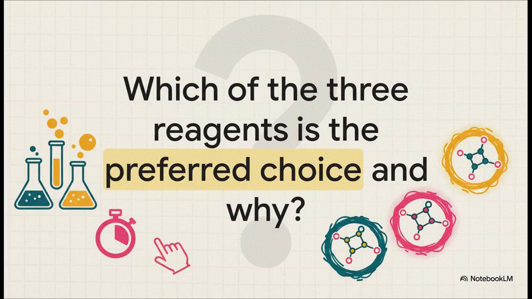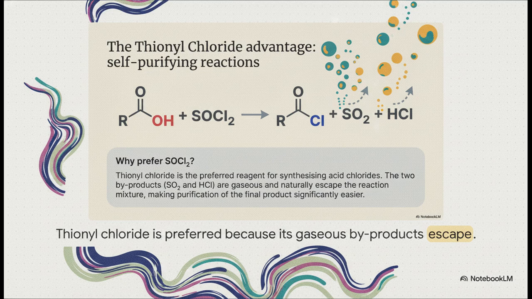And that raises a really practical question, right? If you've got 3 ways to do the same thing, which one do you pick? I mean, in a real lab, you care about efficiency and purity. You don't want a messy cleanup. So it turns out one of these is the clear favorite among chemists. And the winner is thionyl chloride.